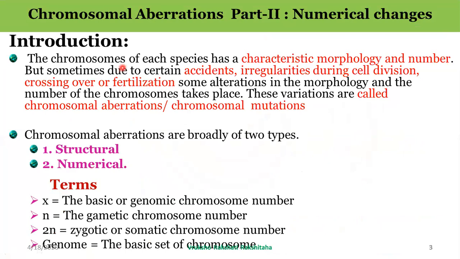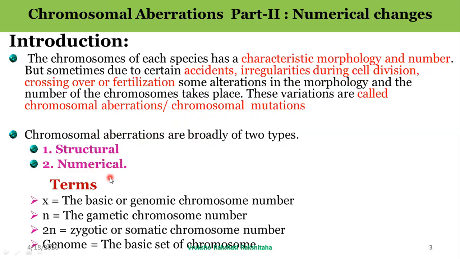The chromosomes of each species have a characteristic morphology and a characteristic number. But sometimes, due to certain accidents or irregularities during cell division, or during crossing over, or during fertilization, some alterations in the morphology as well as the number of the chromosomes take place. Such variations are called chromosomal aberrations. They are also referred to as chromosomal mutations. These chromosomal aberrations are classified into two types: structural and numerical.